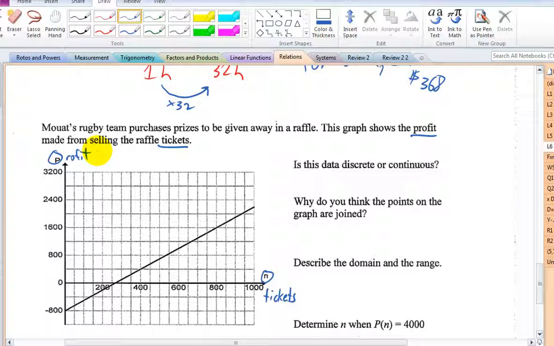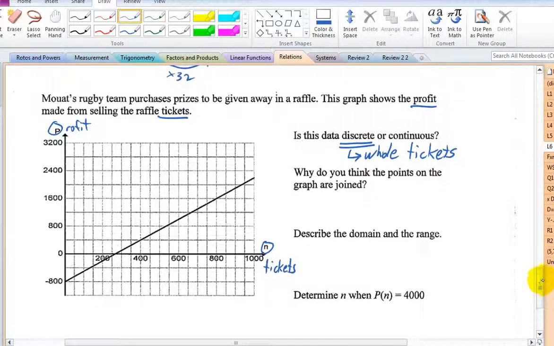Profit, money, can be continuous. But tickets are discrete. So it's discrete because you have to sell whole tickets. You'd be in a whole bunch of trouble if you sold half a ticket. The Lottery Corporation would come down and smack you around. You have to sell a whole ticket.